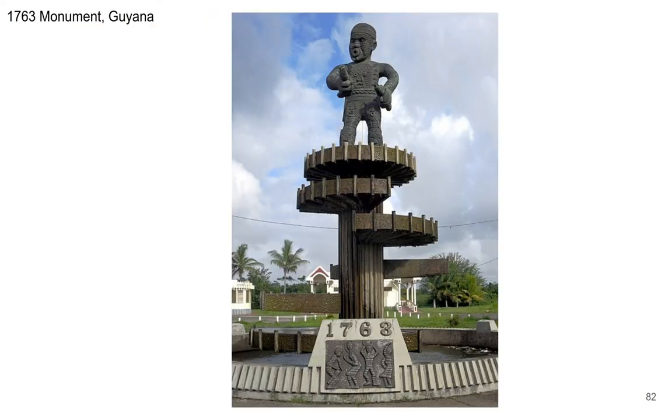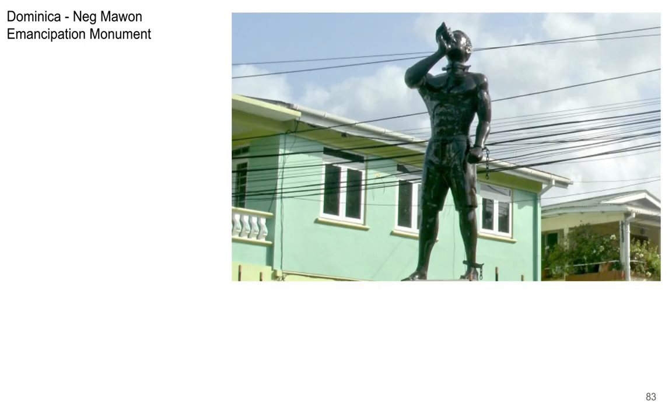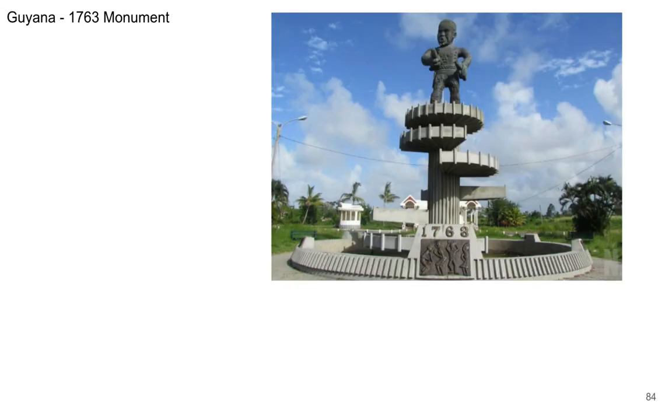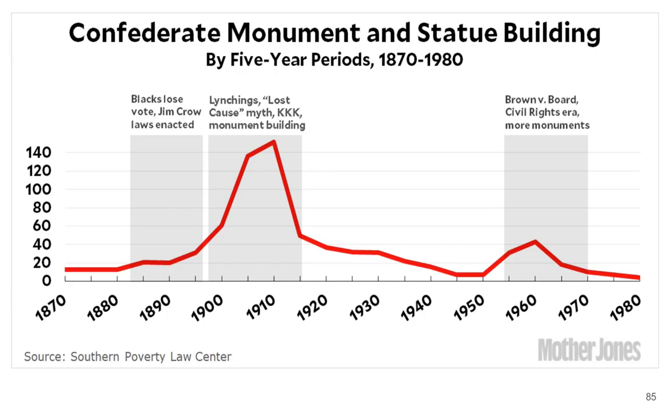The 1763 monument in Guyana, in Africa. Dominica, another emancipation monument. Another view of the Guyana 1763 monument. And I wanted to point out that the Confederate statues in the United States weren't built after the Civil War. It wasn't after the Civil War. It was during Reconstruction when African Americans in the United States were gaining political and economic power. That's when the statues went up. And then again during the Civil Rights Movement.